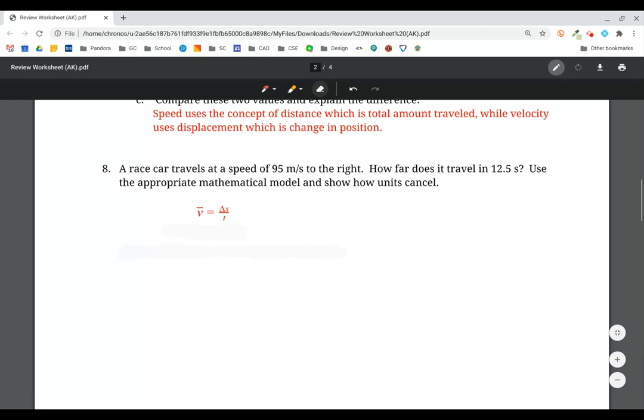And so we'll use this equation to solve for how far it traveled. Given the velocity, we'll plug that in on the left side and the time on the right, and then we'll multiply both sides by 12.5 to get an answer of 1,187.5.